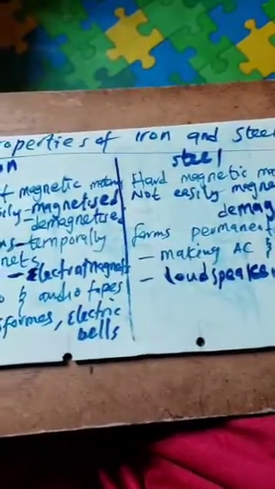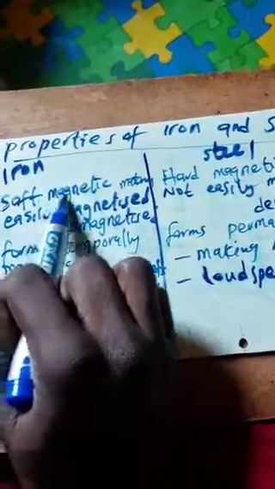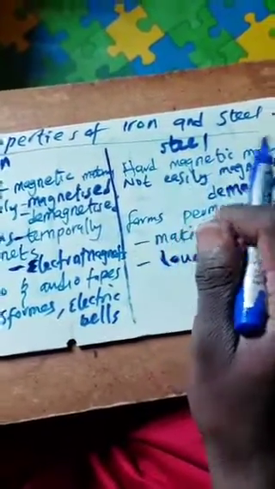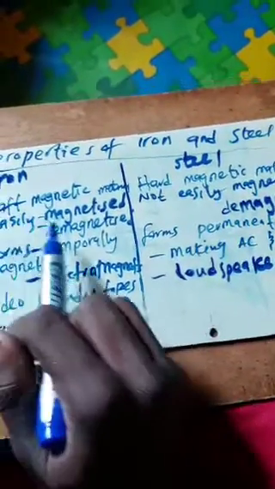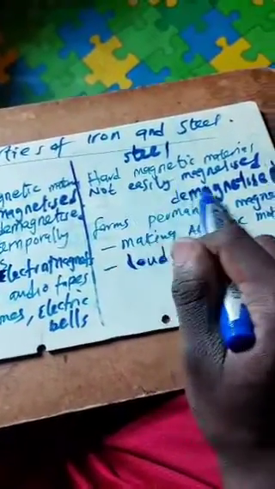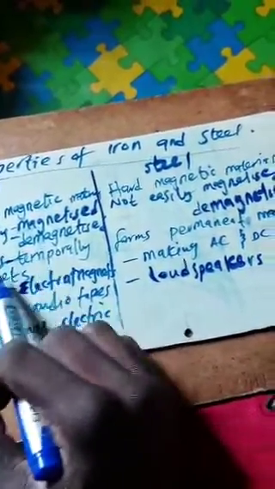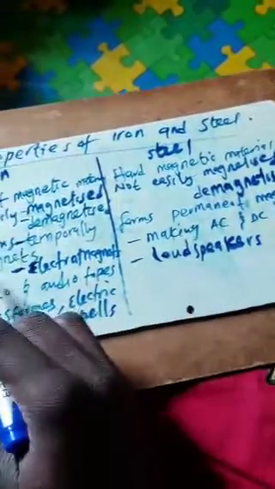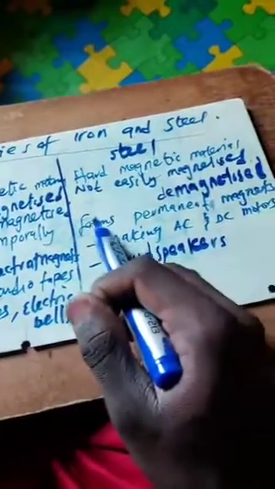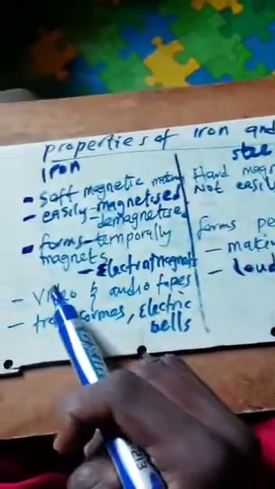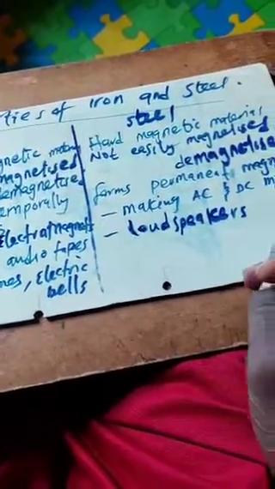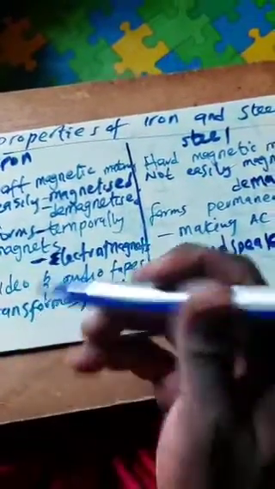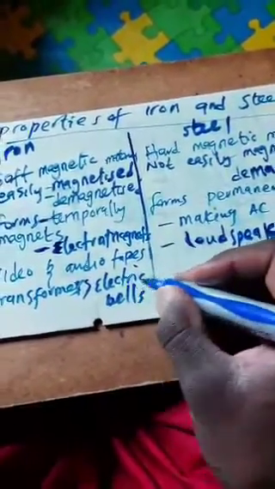But in terms of differences, you say iron is a soft magnetic material while steel is a hard magnetic material. Iron is easily magnetized while steel is not easily magnetized. Iron is easily demagnetized while steel is not easily demagnetized. Iron is used to form temporary magnets while steel is used to form permanent magnets. Iron is used to form electromagnets while steel is used to form permanent magnets. Iron is used in formation of video and audio tapes while steel is used in formation of AC and DC motors. Iron is used in formation of transformers and electric bells while steel is used in formation of loudspeakers.